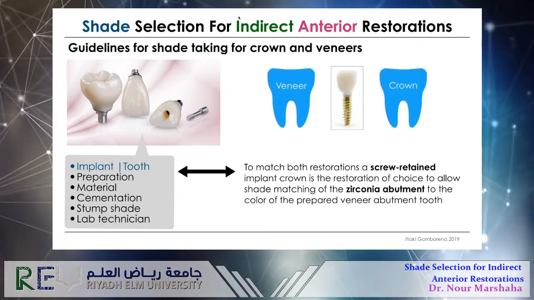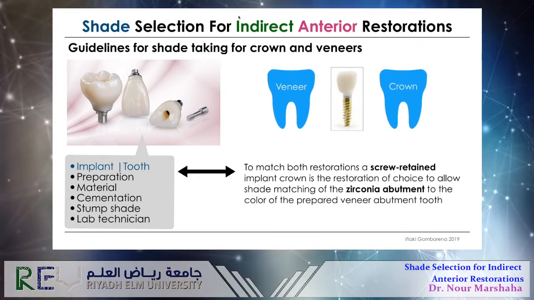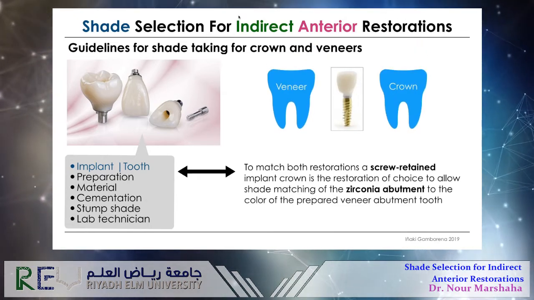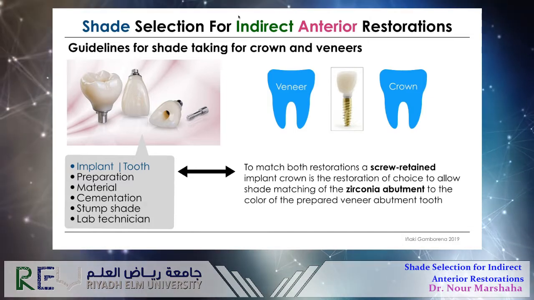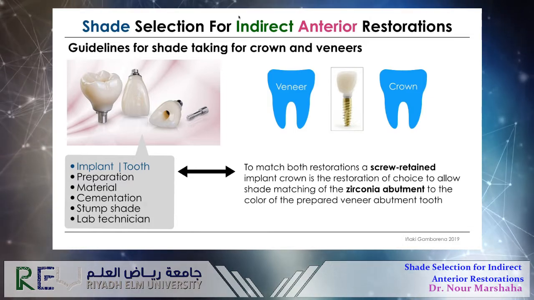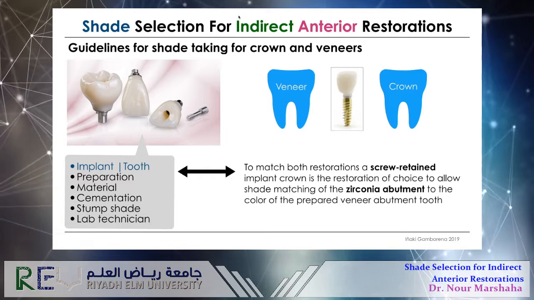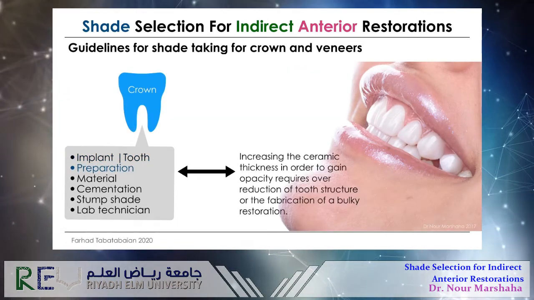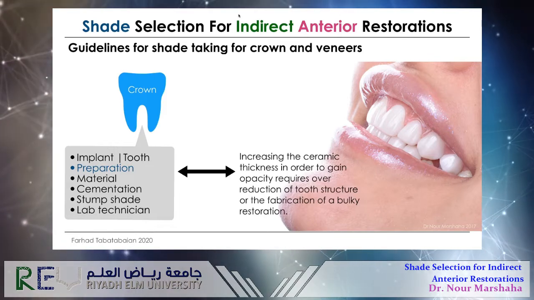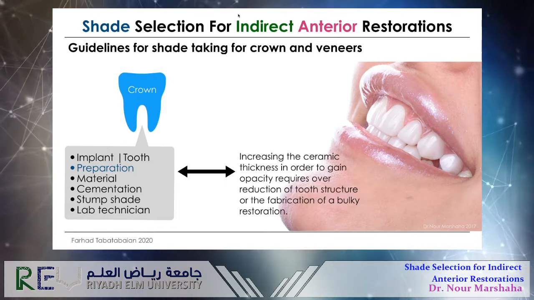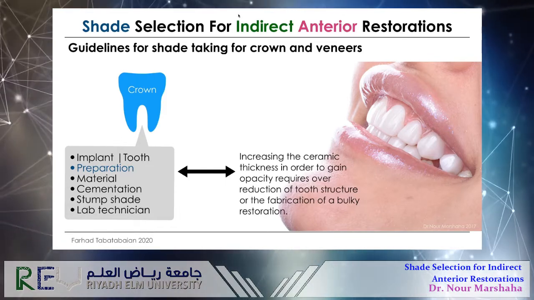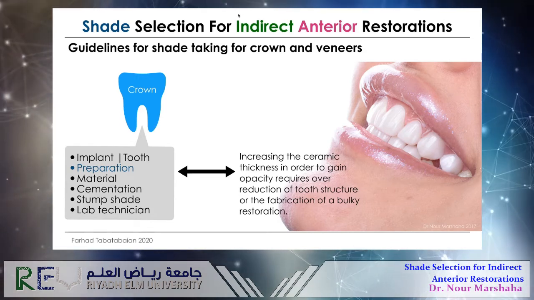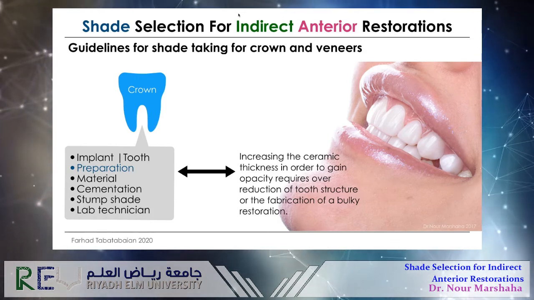To match both restorations, a screw-retained implant crown is the restoration of choice to allow shade matching of the zirconia attachment to the color of the prepared veneer attachment tooth. Increasing the ceramic thickness in order to gain opacity requires over-reduction of tooth structure or the fabrication of a bulky restoration.